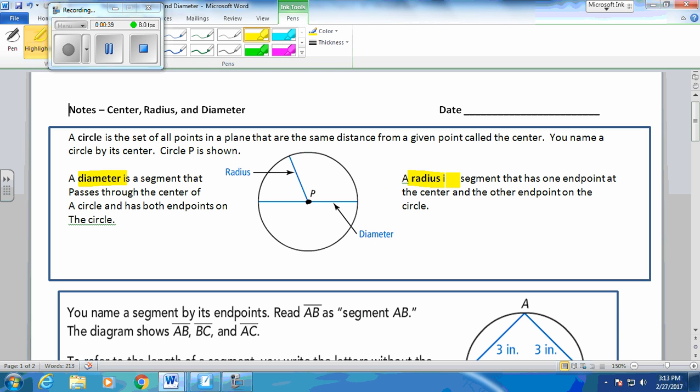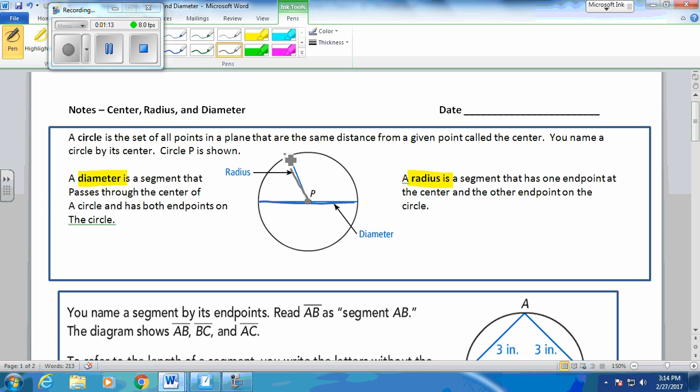These words should be familiar to you, but just to go over them again, a diameter is a segment that passes through the center of a circle and has both endpoints on the circle. They're showing you right here that the diameter goes from one side through the center to the other. That's a simpler way to define diameter. And a radius is a segment that has one endpoint at the center and the other endpoint on the circle.